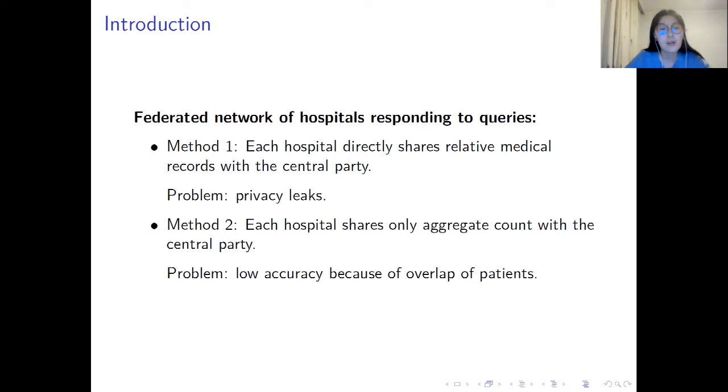So the problem of the first method is that it leaks patients' privacy, right? Because it contains a lot of sensitive information like patients' medical records and personal ID. And for the second method, the problem is that the accuracy is sometimes low because of the overlap of patients. The same patient may have records in different hospitals, so this patient will be counted multiple times. So this reduces the accuracy.